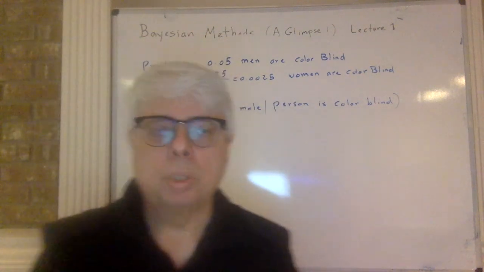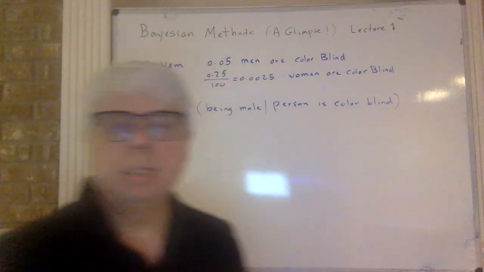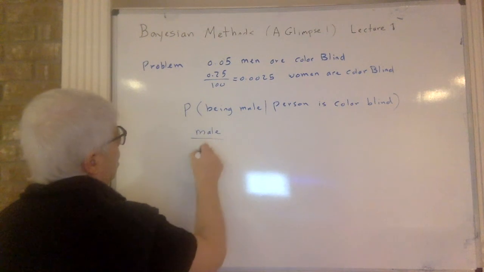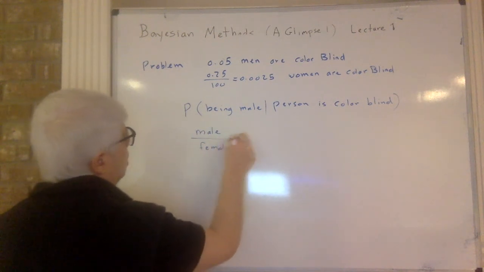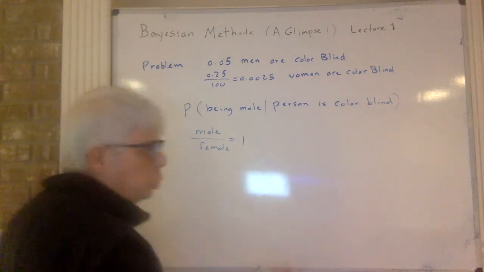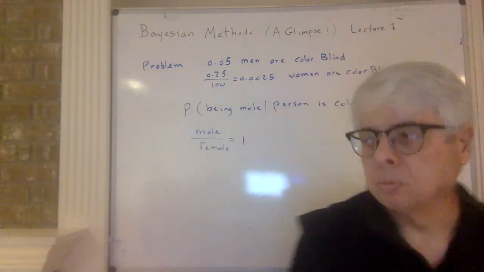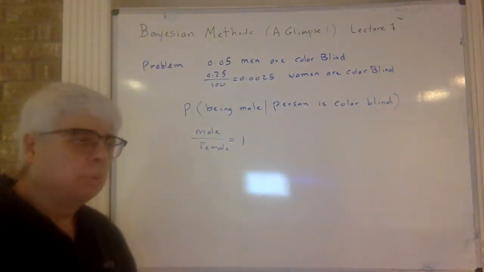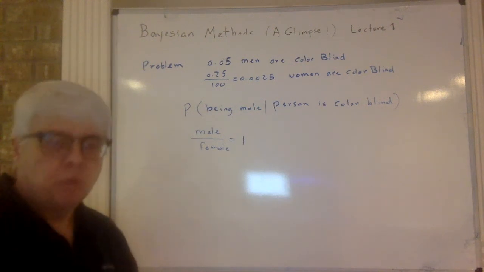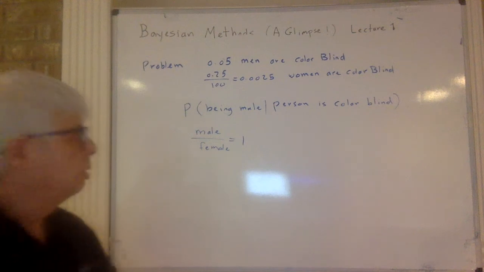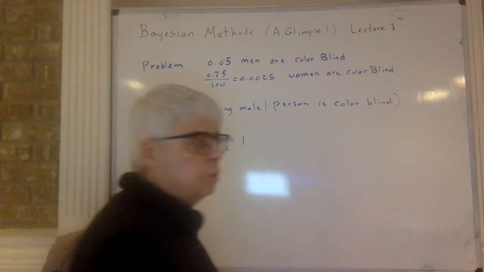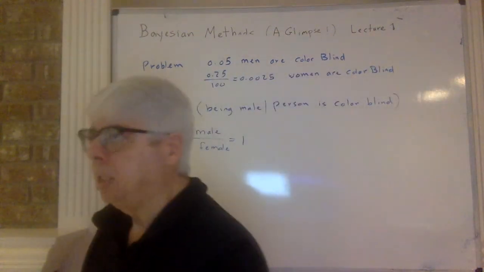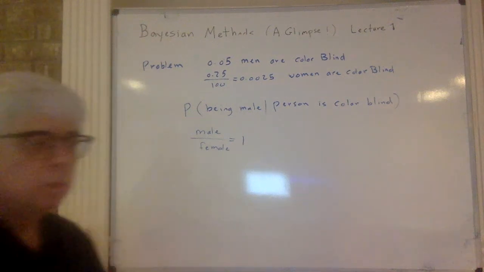There's also another assumption. Assume that there are an equal number of males and females. So another assumption is male over female in the population is 1. Which means if you choose a person at random from the society, from the community, the probability of that person being male is 0.5. We have the same number, so the probability that that person is male is 0.5, and female is also 0.5.